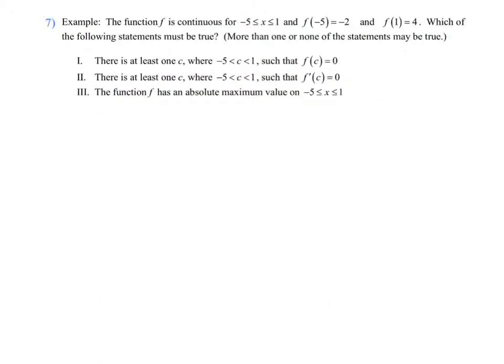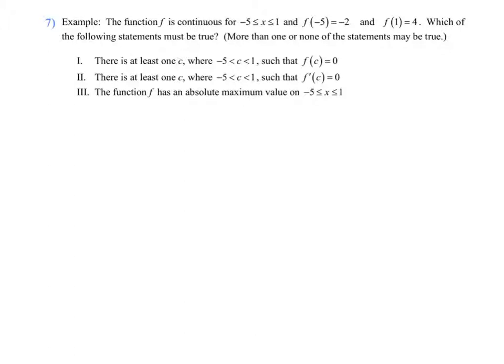Okay, last example we're going to do, the function f is continuous from negative 5 to 1, and f of negative 5 is negative 2, and f of 1 is 4. Which of the following statements must be true? More than one or none could be true. Okay, these are very popular questions on the AP exam where they give you these choices and you have to figure it out. And oftentimes it's using either the intermediate value theorem or the mean value theorem.